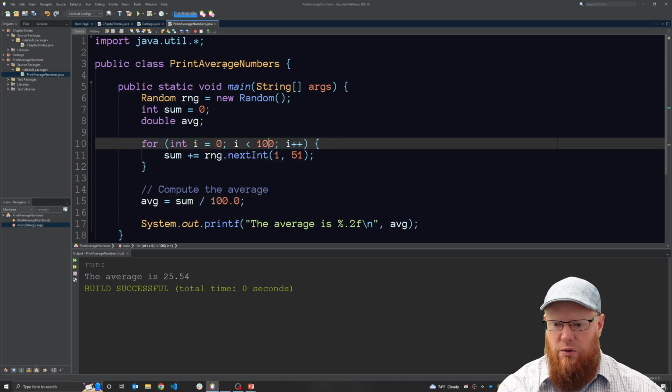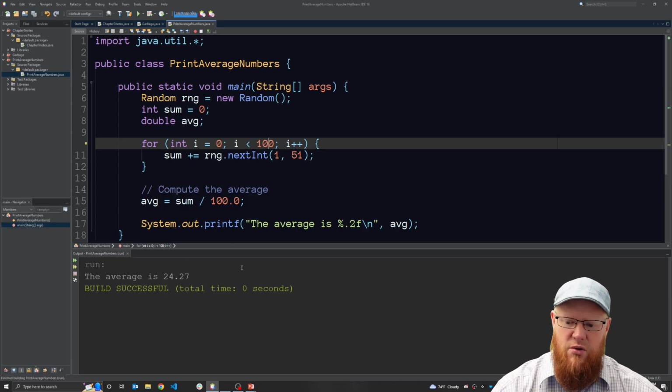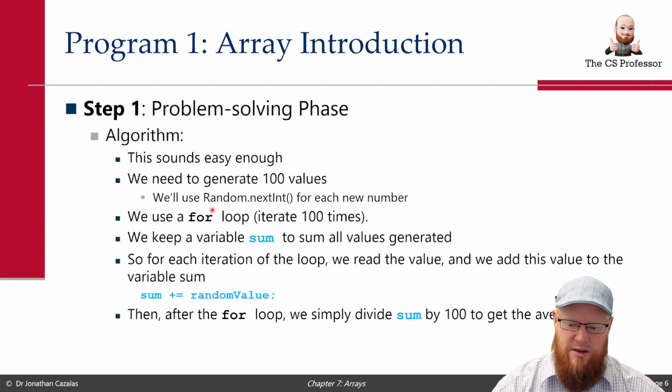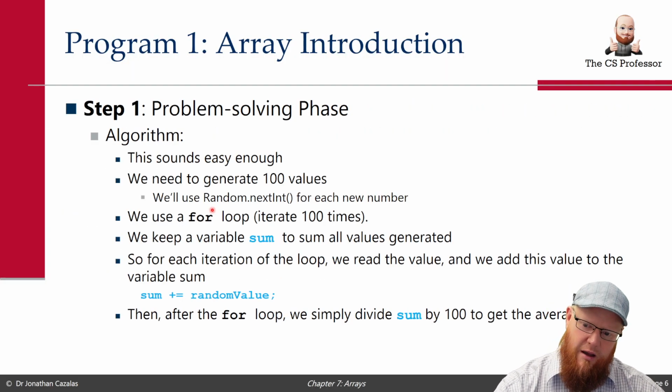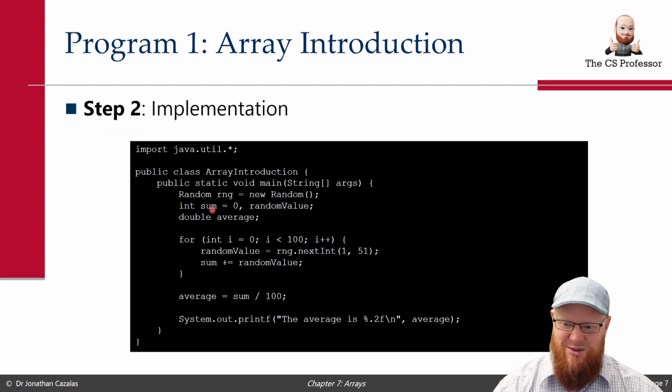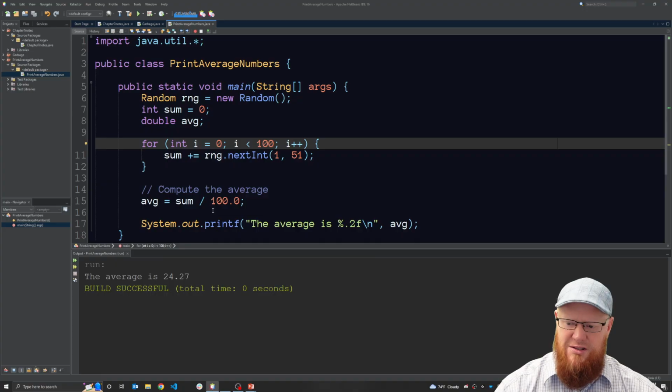If we only run it 100 times, you may get 27 as the average, as you see here, 24, and that's okay. So this works. Cool, that's easy. That has nothing to do with arrays. Here's our problem-solving phase, which I skipped and went right into the solution. Don't do that. And here is an implementation, which looks pretty similar to what I did.